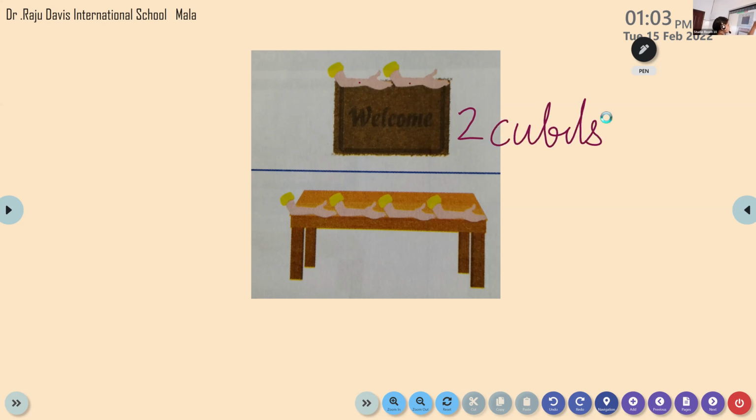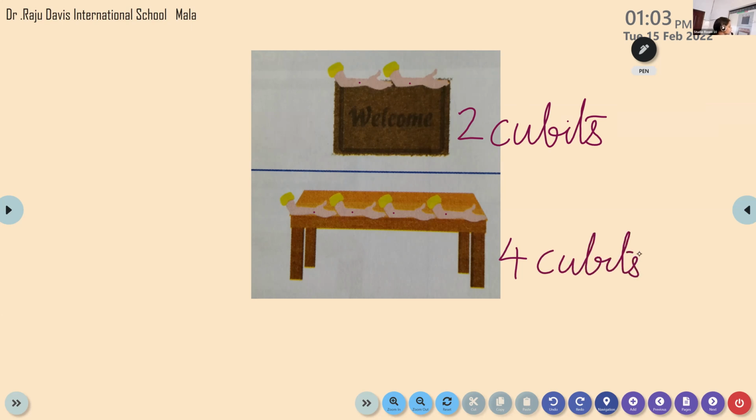2 cubits. Now let's see the table. The length of the table. John Paul, how many cubits is the length of the table? 1, 2, 3, 4. So we can say 4 cubits.